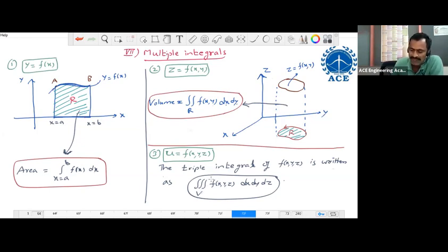Remember this point. Single integral along the coordinate axis. If it is x, with respect to x, it means along the x-axis. If it is y, along the y-axis. If it is z, along the z-axis only. If it is t, along the t-axis only. If it is xy, over the xy plane. If it is yz, over the yz plane. If it is xz, xz plane only. Similarly, the triple integral will be over the volume region. Single along the coordinate axis. Double integral over the coordinate plane. Triple integral over the volume regions. Right?